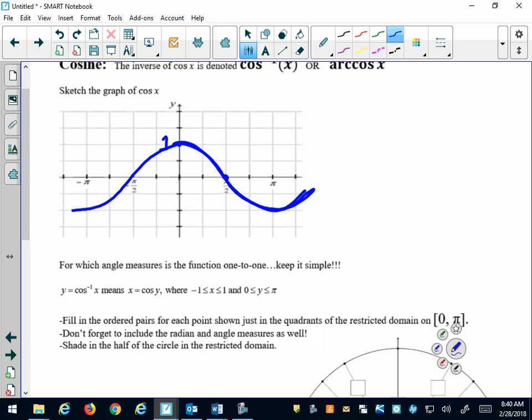Again, is this 1 to 1? No. What if we took the same restricted domain as we did for the sine, negative pi over 2 to pi over 2? Is that 1 to 1 from here to here? No. So we have to restrict this differently than we did for the sine. It's a different restriction. So where could we restrict it?